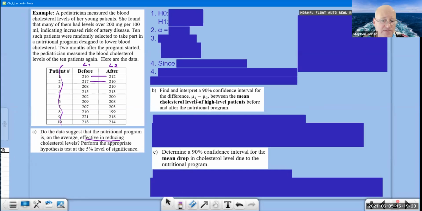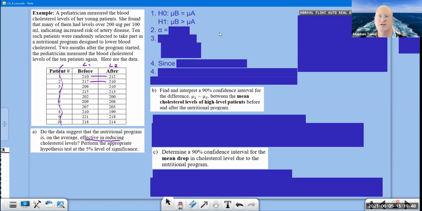Okay, we had a before and after. So I'm using mu before and mu after, and I used a B and an A. And notice it talked about effective in reducing. Reducing makes you think of a less than. But if the cholesterol level is going down, doesn't that mean it was higher before and it's lower after?